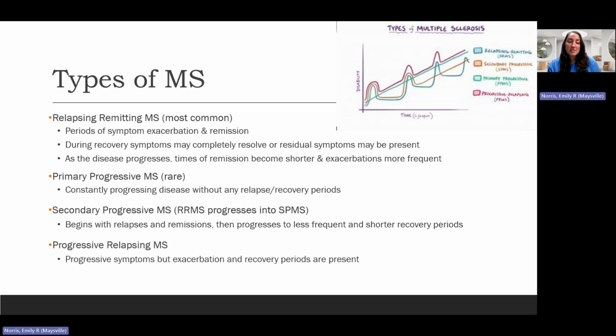And then with progressive relapsing, it's basically the same thing, but there are a few recovery periods here and there, but they're just not long enough to allow you to recover to the point where you go back to your baseline. So you're progressively getting worse.